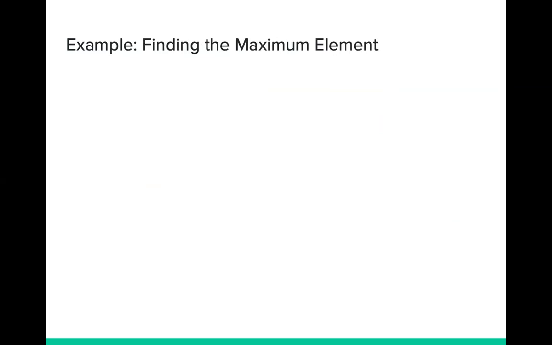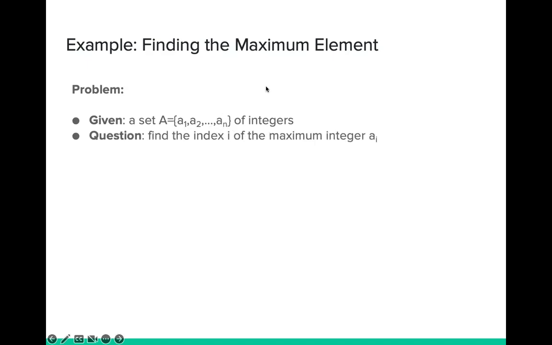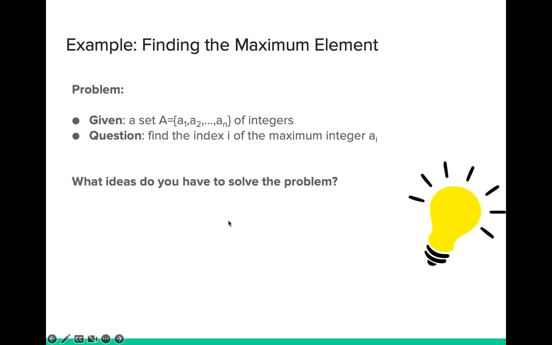Okay, so one example would be to find the maximum element in a list. So here's the problem. We have a given set of integers, A, with elements A sub 1, A sub 2 until A sub n. That means that we have n integers. The question is, we want to find the location or the index of the maximum integer A sub i. So from these integers, what is the largest number and what is the location of that largest number?